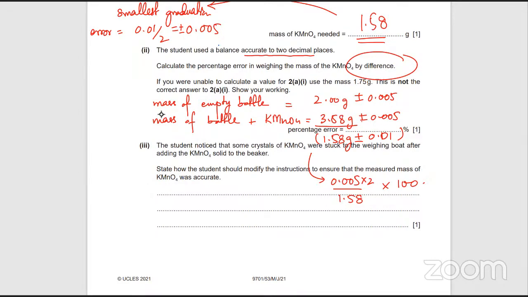Now the student noticed that some crystals of KMnO4 were stuck to the weighing board after adding, मतलब यहाँ पे वो empty bottle ही weighing board होना चाहिए था. Adding KMnO4 solid to the beaker. State how the student should modify the instructions to ensure that the measured mass of the KMnO4 was accurate. तो वो कह रहा है कि पीछे बॉटल में ना कुछ स्टक पीछे रह गया क्रिस्टल्स.